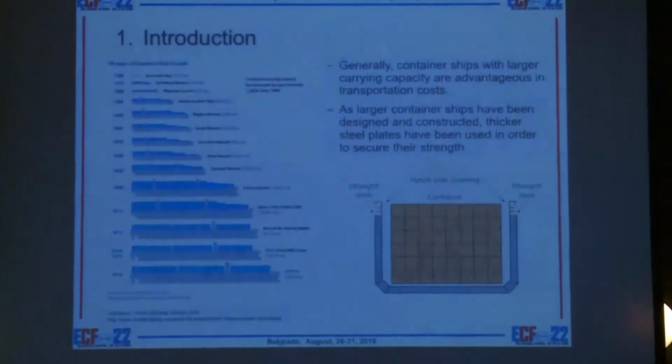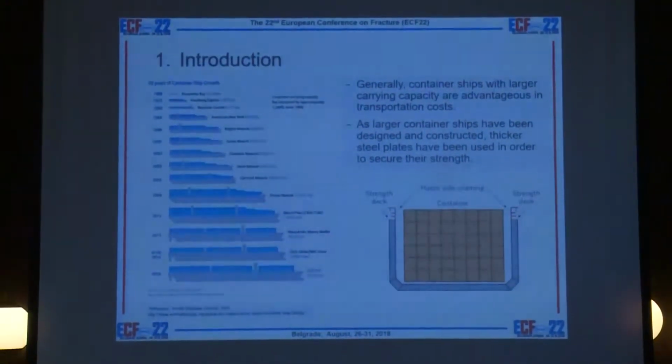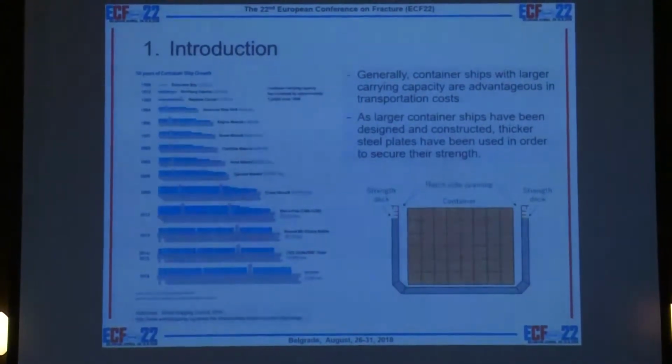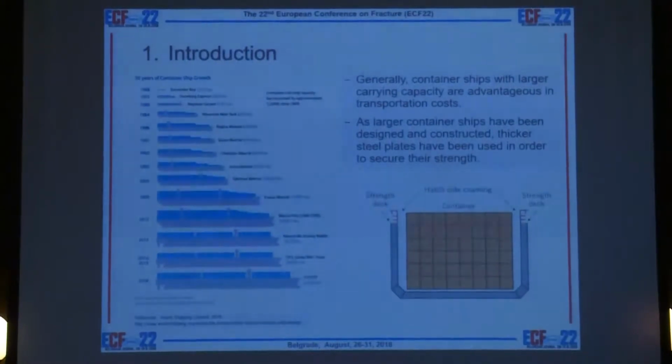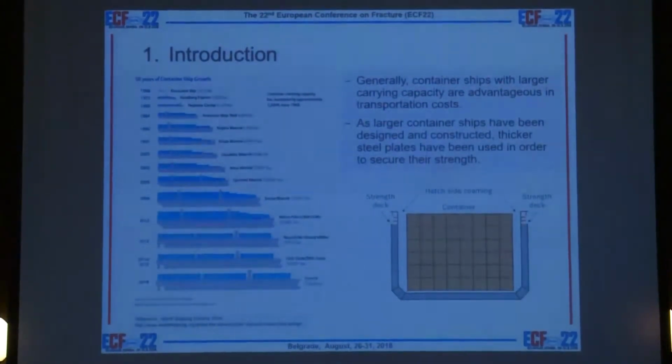First of all, I'd like to talk about the background of my research. This figure shows the historical transition of container ship carrying capacity. Generally, container ships with larger carrying capacity are advantageous in transportation cost. Larger container ships have been designed and constructed increasingly.